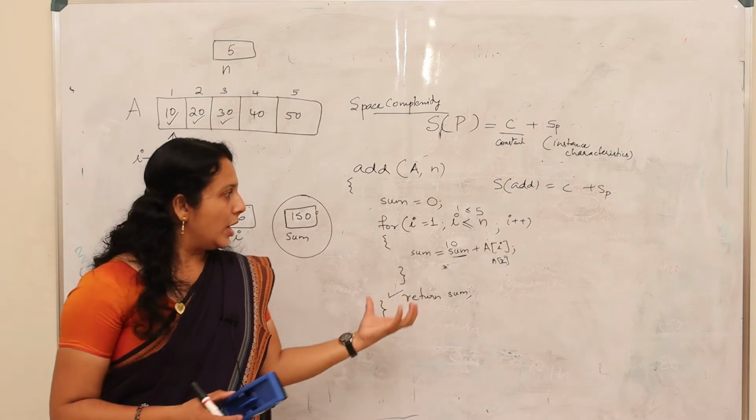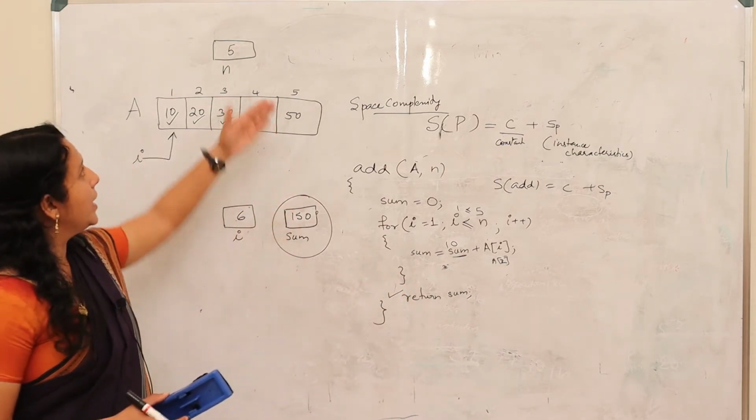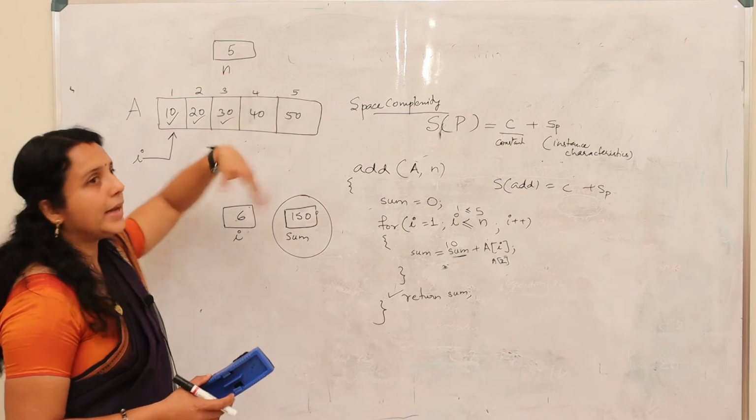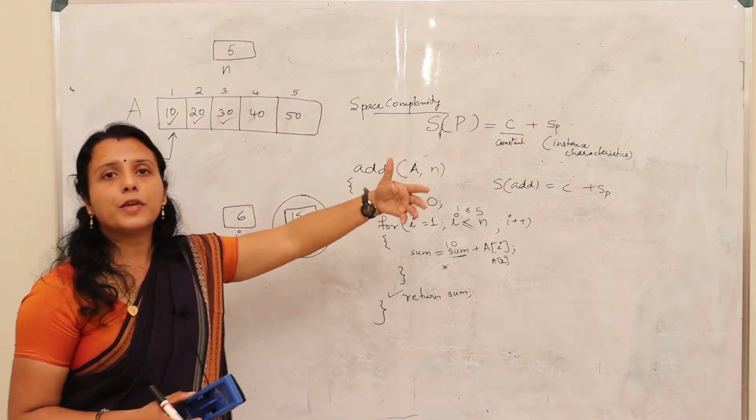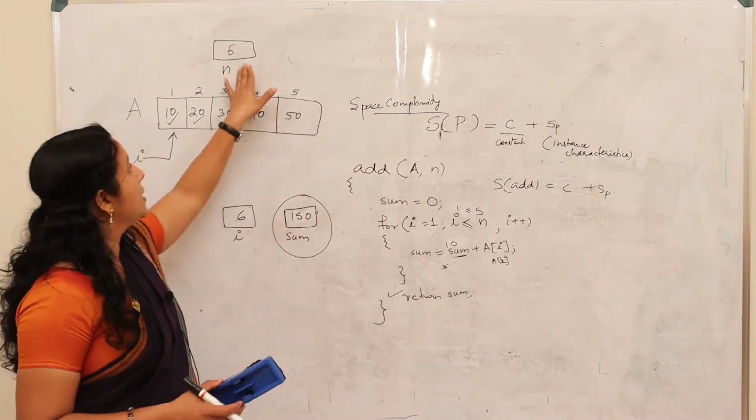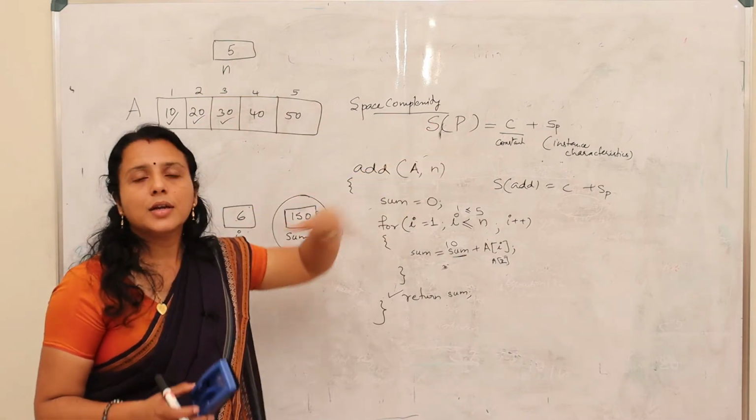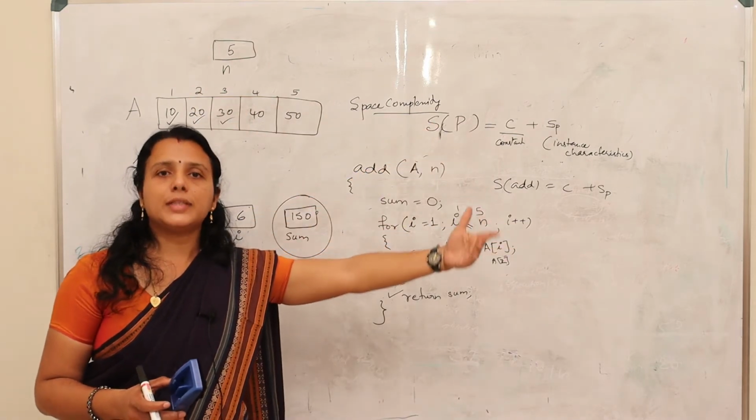Now suppose the next user comes and he is providing n equal to 10. What happens? Your array size will increase. The number of cells in the array will be 10.